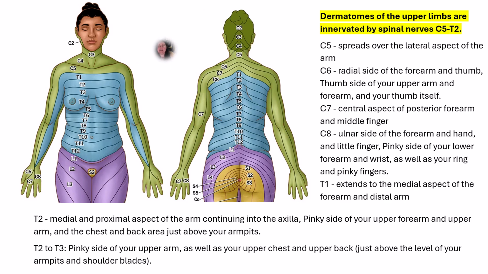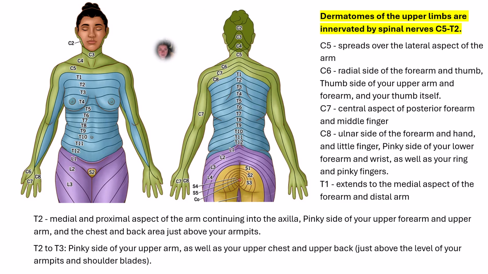C7, that is the central aspect of the posterior forearm and middle finger. So that is running down the middle of your arm, all right, over your elbow, down your fingers. C8 is the ulnar side of the forearm and hand and little finger. The pinky side, all right, in the anatomical position, that's also the medial side of your forearm and wrist, as well as your ring and pinky fingers.